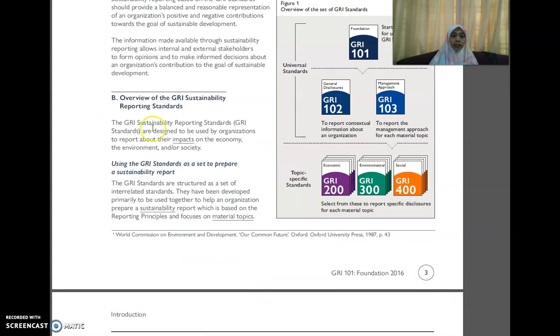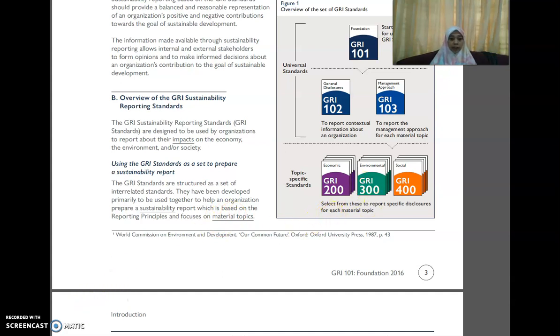Okay, if you see here, the GRI Sustainability Reporting Standards, or the GRI standards, are designed to be used by organizations to report about their impacts on the economy, environment, and or the society. The GRI standards are structured as a set of interrelated standards developed primarily to be used together to help an organization prepare their sustainability report and report on their material topics. Material means the important topics that they need to report on. So this is the guideline.